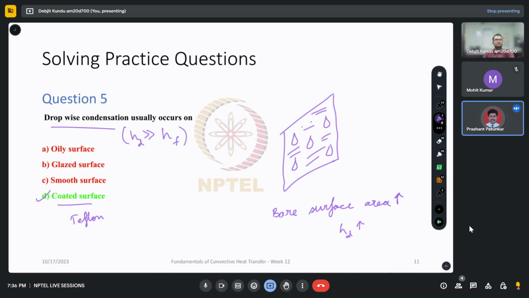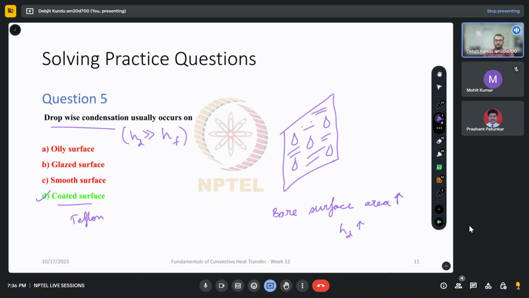Sir, I do have one question. Yeah. If we compare the heat transfer coefficient for boiling and condensation, normally in condensation the heat transfer coefficient is higher as compared to boiling. So is there any specific reason for this?